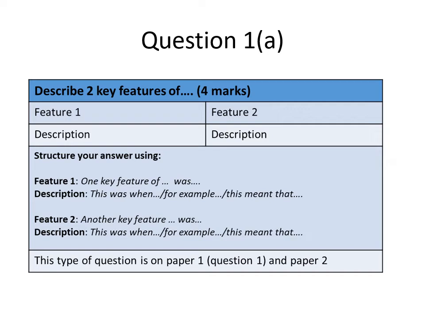So question 1, describe 2 features of. This is worth 4 marks. It's as simple as you identify a feature and you give a description of it, identify a second feature, give a description of that. So you may wish to use the following approach.